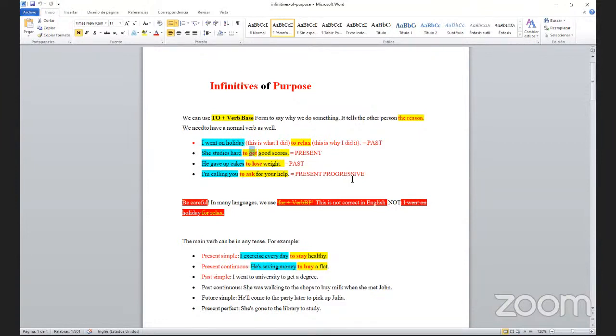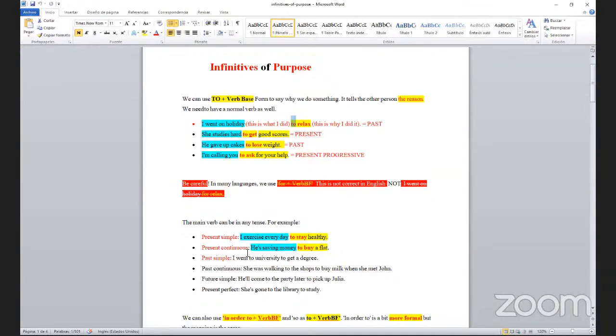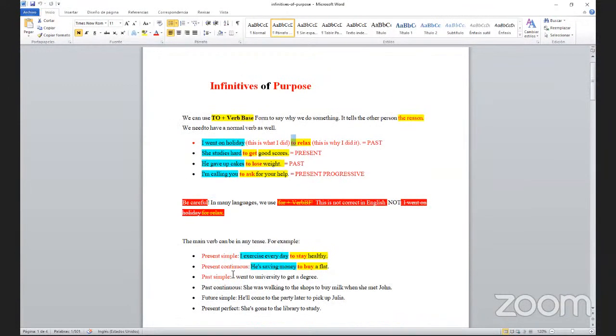In some cases, many people use, for example, this. So we have to be careful. In many languages, some people use for instead of to and the verb in base form. For example, I went on holiday for relax. So not to, and we use for, and that is incorrect, okay? We never use for before the verb in base form. Always, always to.